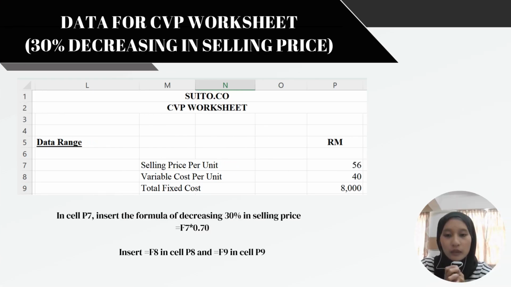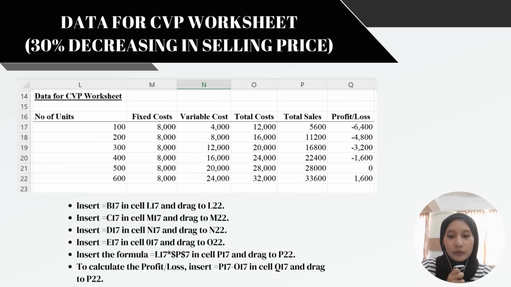Which is F7 times 0.70. Insert equal to F8 in cell P8 and equal to F9 in cell P9. Right, for the number of units in the column, insert equal to D17 in cell L17 and drag to L22. For fixed cost, insert equal to C17 in cell M17 and drag to M22. Variable cost, insert equal to D17 in cell M17 and drag to M22, while for total cost, insert equal to E17 in cell O17 and drag to O22.